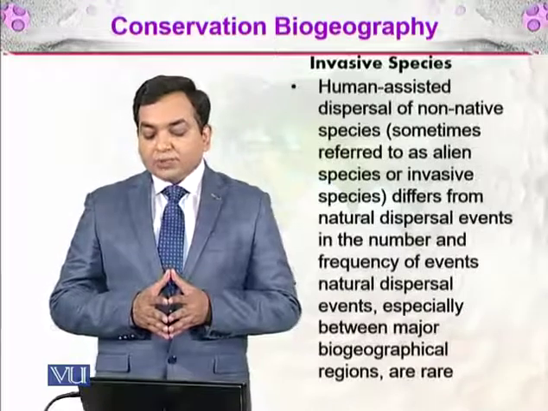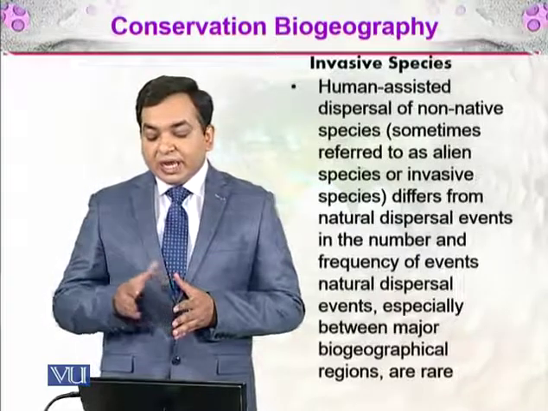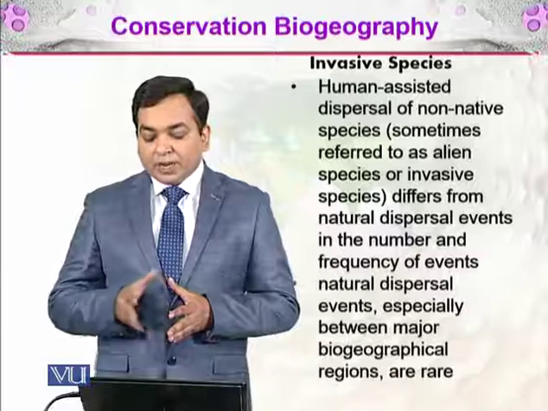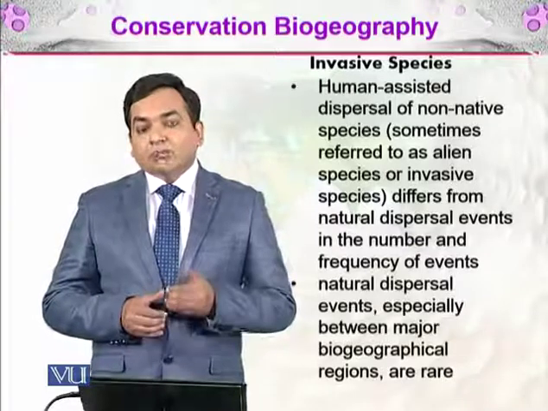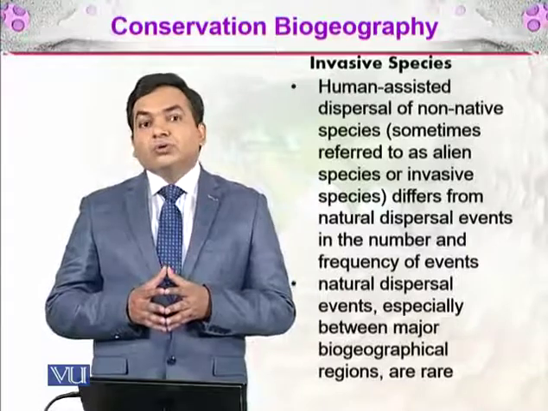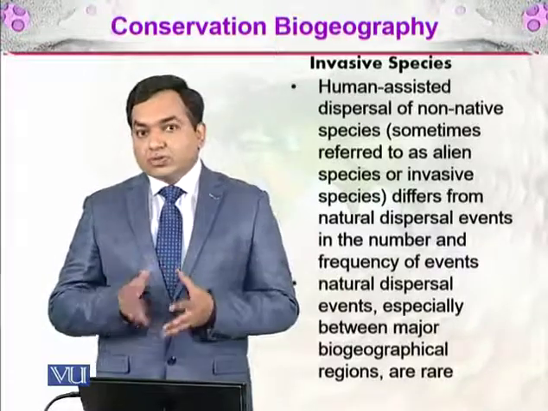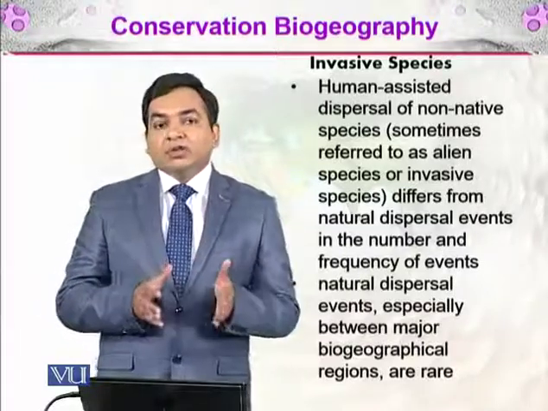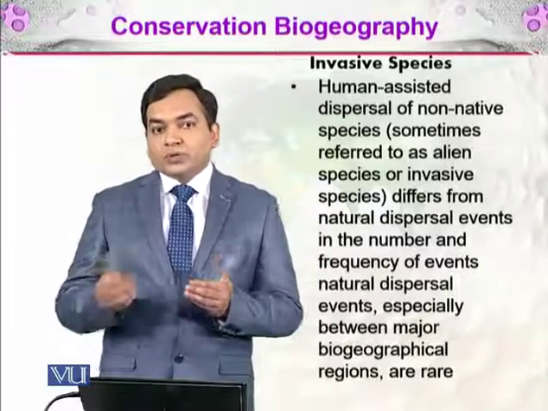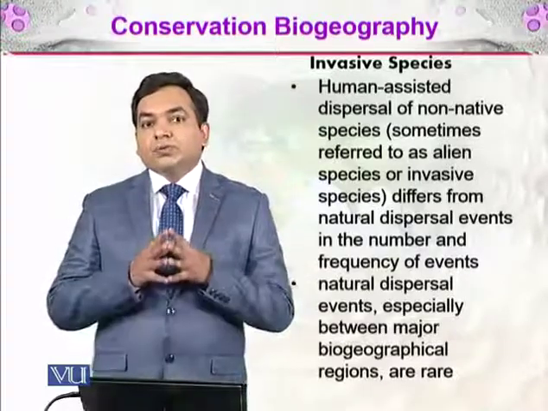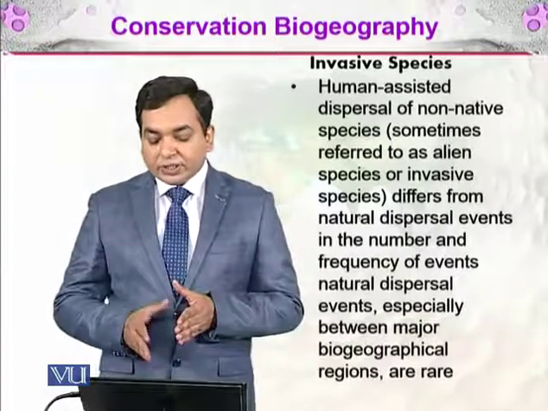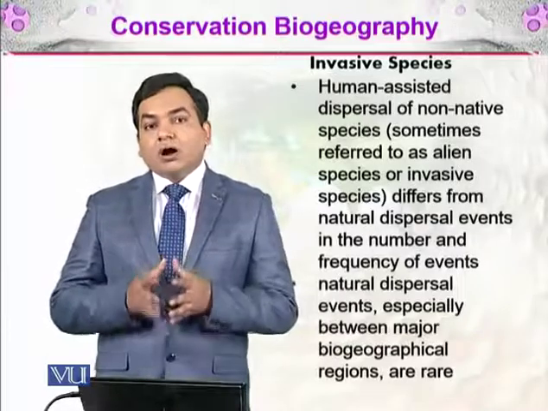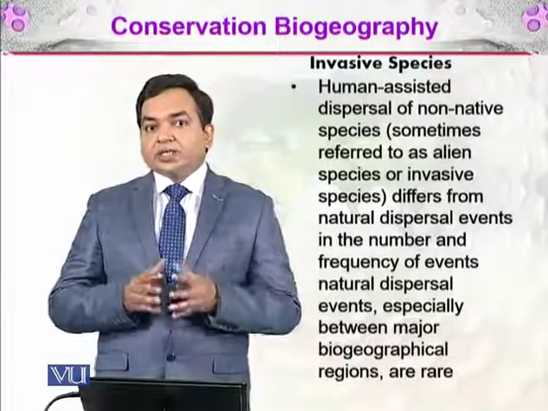So, human-assisted dispersal of non-native species, sometimes referred to as alien species or invasive species, differs from natural dispersal events in the number and frequency of events. If it happens naturally, so many organisms will not go from one place to another, and not so quickly. Frequency means how many organisms go from one place to another in a given time. So the frequency will be lower and the number of organisms will also be less. So natural dispersal events, especially between major biogeographical regions, are rare in frequency as well as in numbers.